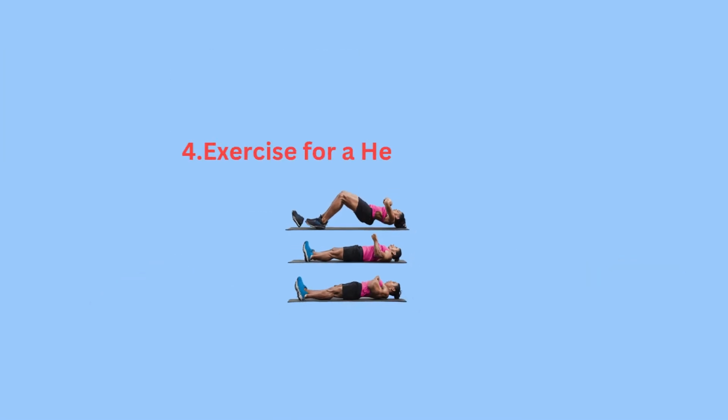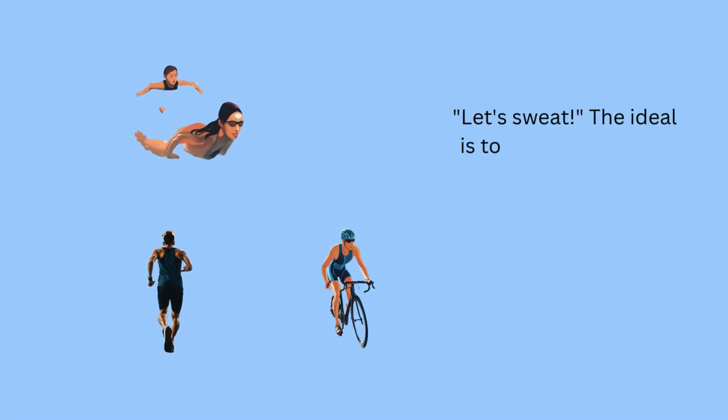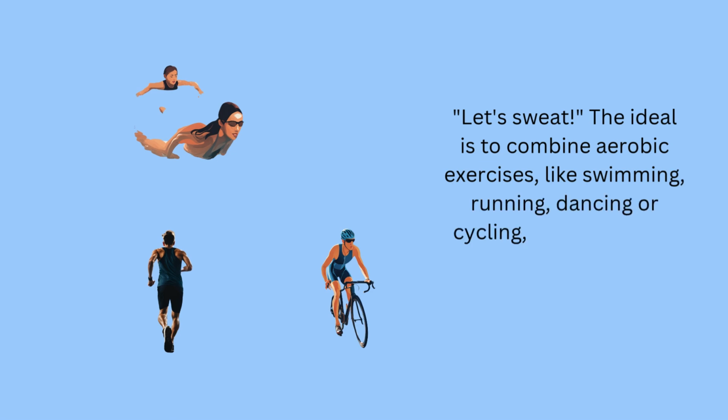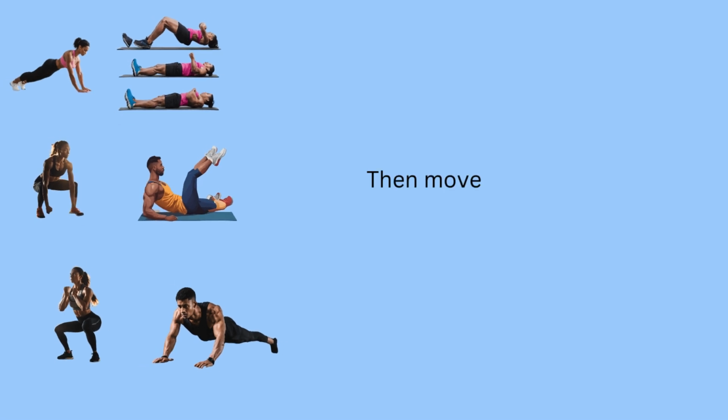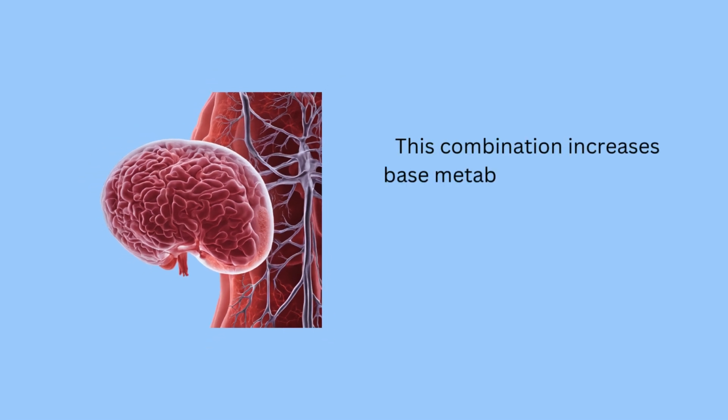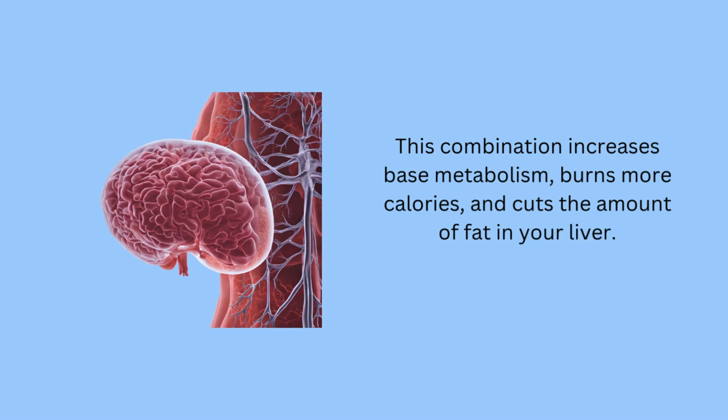4. Exercise for a healthy liver. You should do moderate to intense exercise 3 to 4 times a week, according to your physical condition. Let's sweat. The ideal is to combine aerobic exercises like swimming, running, dancing, or cycling with anaerobic or strength and endurance exercises. Then move to push-ups, sit-ups, planks, or squats, for example. This combination increases base metabolism, burns more calories, and cuts the amount of fat in your liver.